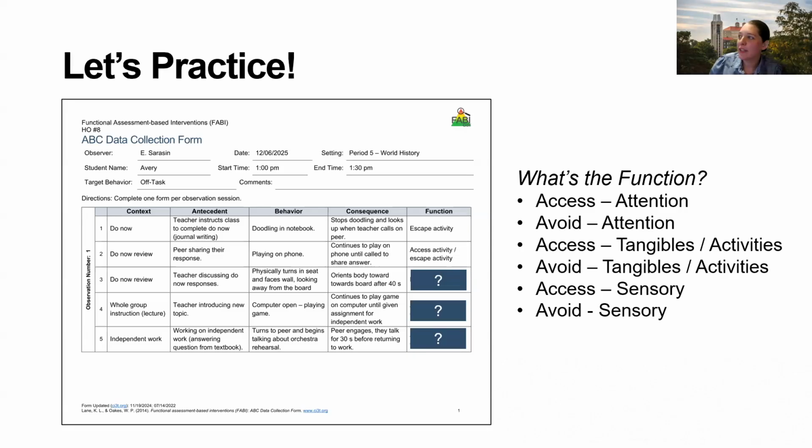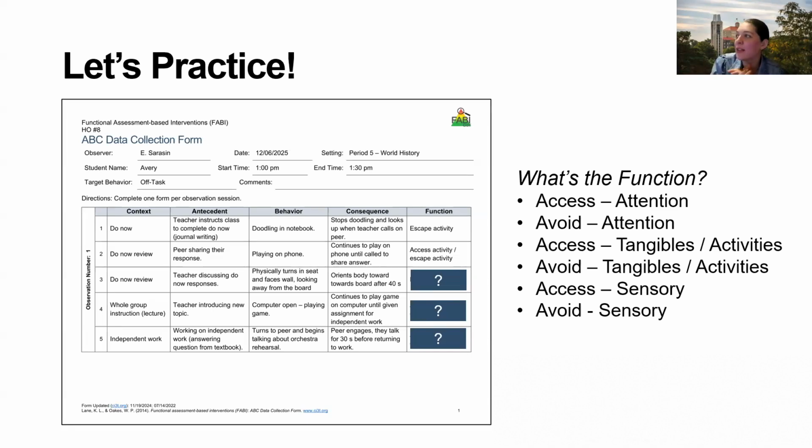The second one was a peer sharing their response. The student is playing on their phone. They continue to play on their phone until they're called on. This one is an example of accessing an activity, so positive reinforcement, getting to play on their phone. That is a preferred activity. And by doing that, they are also escaping, avoiding, that negative reinforcement, the activity that they don't want to do, which is the do now.